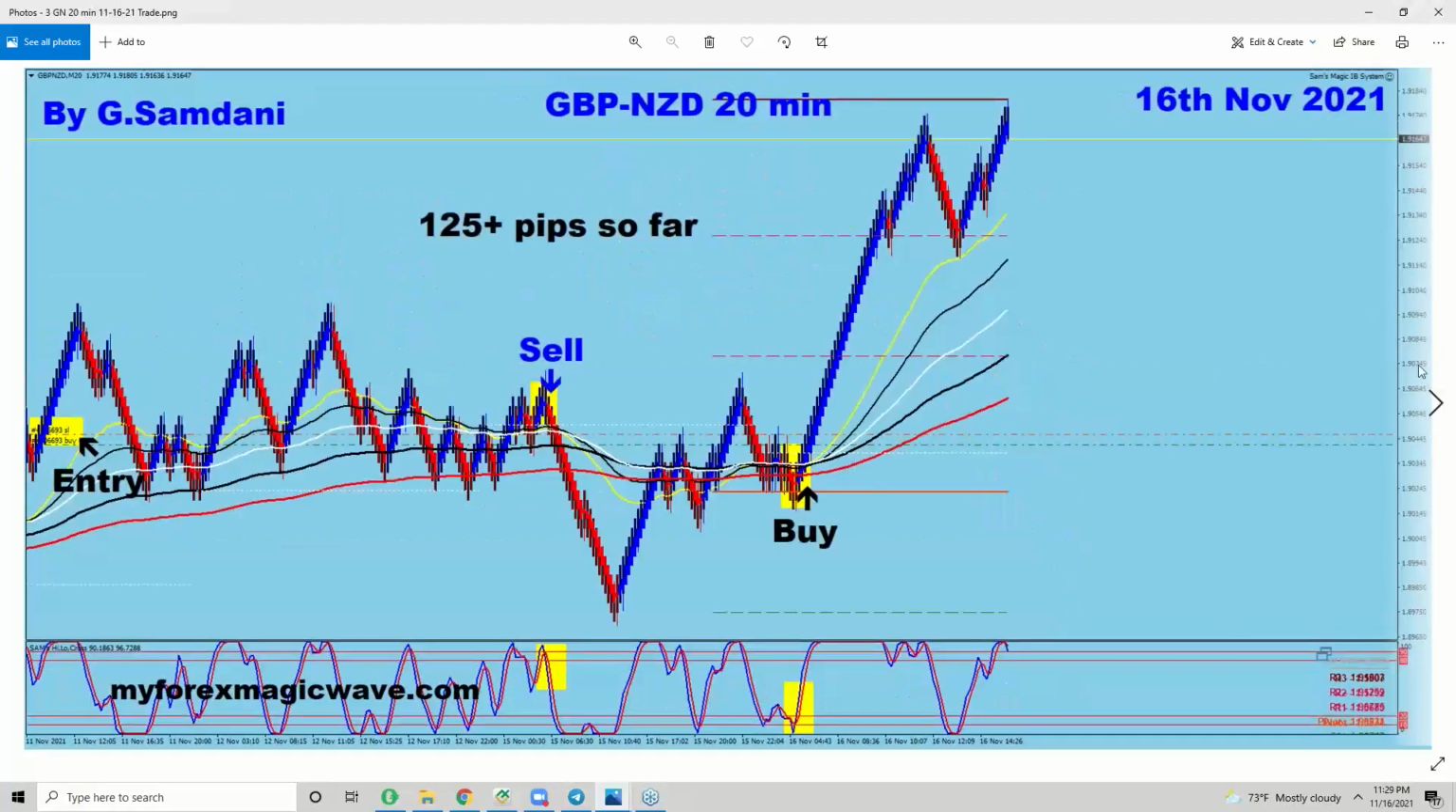And then on the 16th, today, Pound-USD, this was the one I just showed you. And after that, the tide turns, and then boom, it starts to go up. And then look what happened here, 125 pips. I already closed this one.